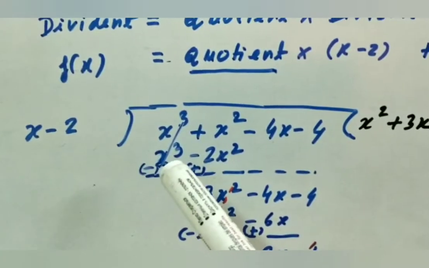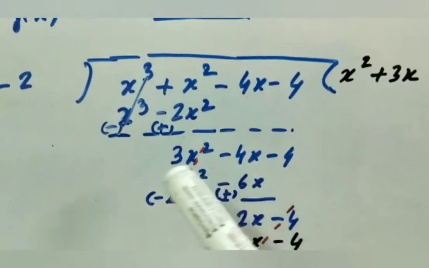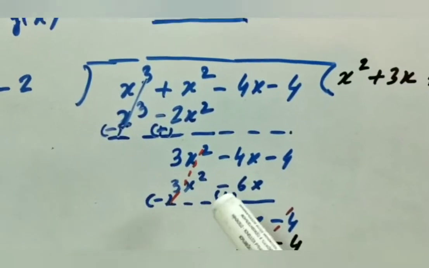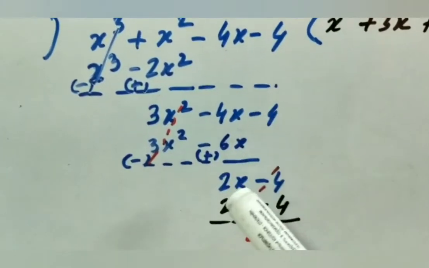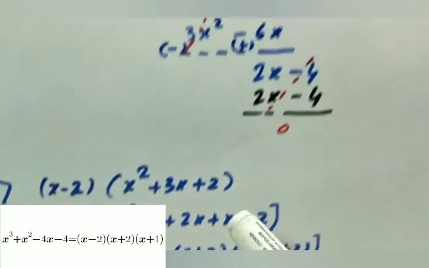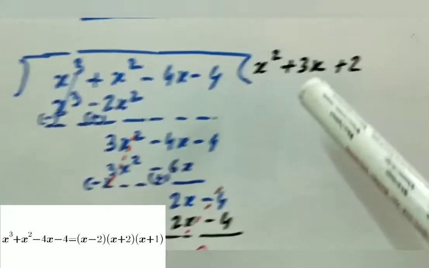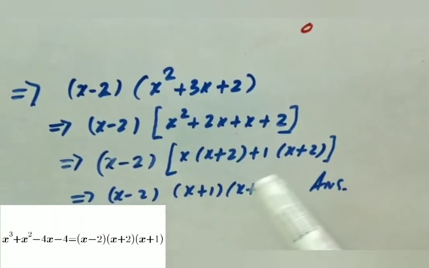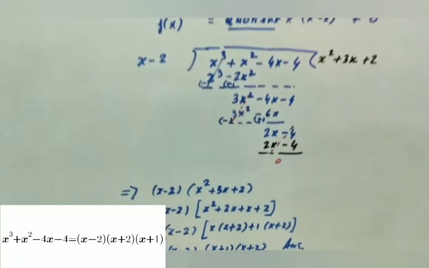x into x square is x cube, minus 2 into x square is minus 2x square. This is cancelled, the sign changes. x square plus 2x square is 3x square, minus 4x minus 4. Now x into 3x is 3x square, and 3x into minus 2 is minus 6x. Sign changes to plus, this gets cancelled, 2x minus 4. And then x into 2 is 2x minus 4. Now this is the divisor and this is the quotient we have got. By normal factorization that you have studied in 9th standard, by middle term break, we get this as the answer. This is factorization.